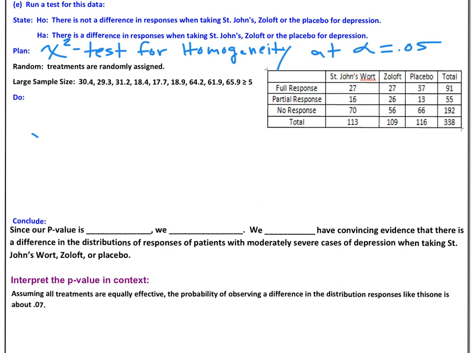And now for the do, once you have observed and expected counts, you calculate a chi-squared value. The same. I'll do the first two. This is one where you definitely want to just do the first two, though it seems like most of you are into that all the time, which is okay. And we'll do one more. I'll go down to stay with St. John's, but down to partial.